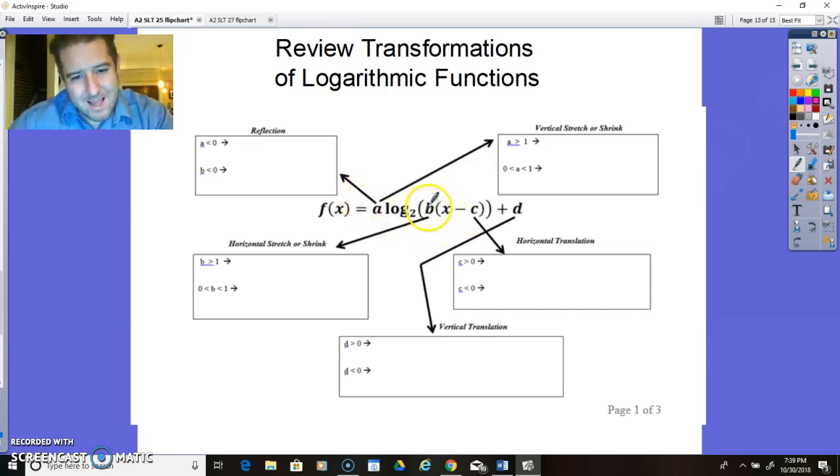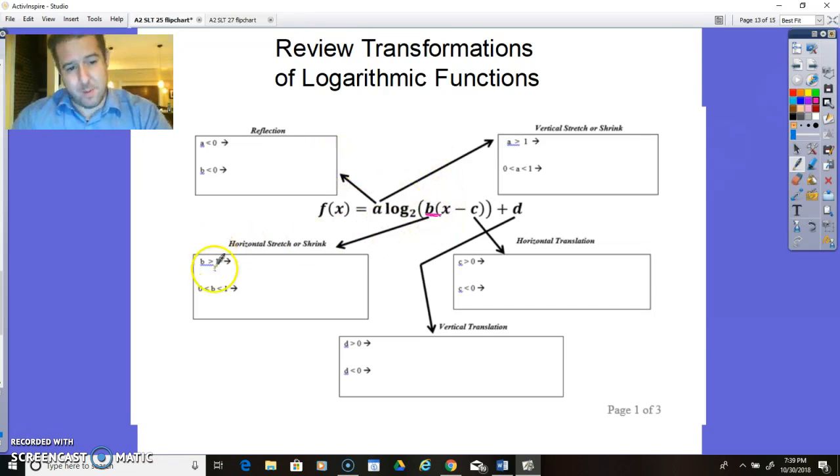If the B is negative, it's going to reflect it over the y-axis. This is a vertical. Also, if this is greater than 1, it's a vertical stretch. If it's less than 1, if it's a fraction, then it's going to compress or shrink the entire graph. And if B is greater than 1, then it's going to shrink it horizontally like this.